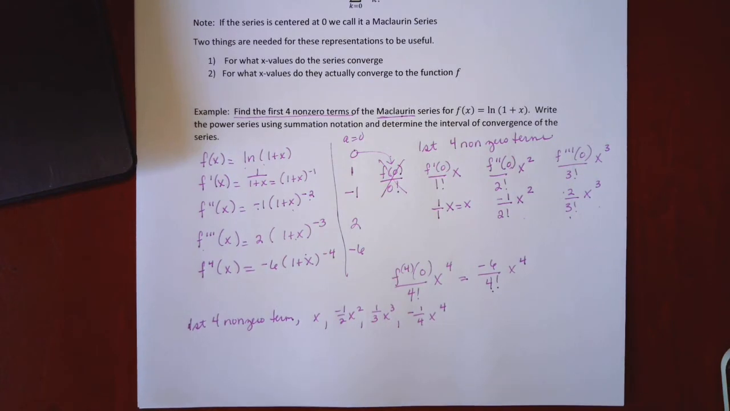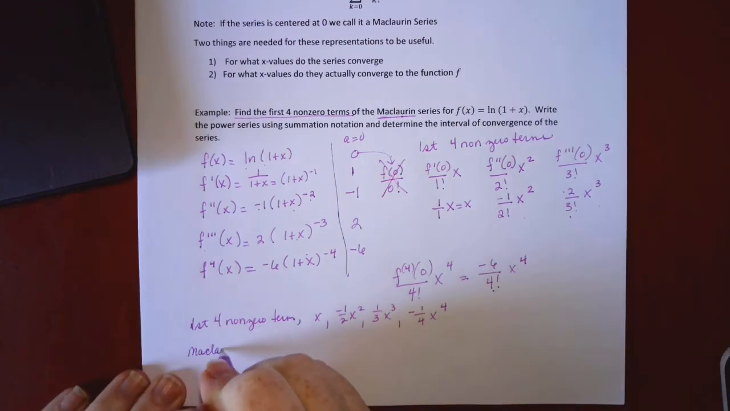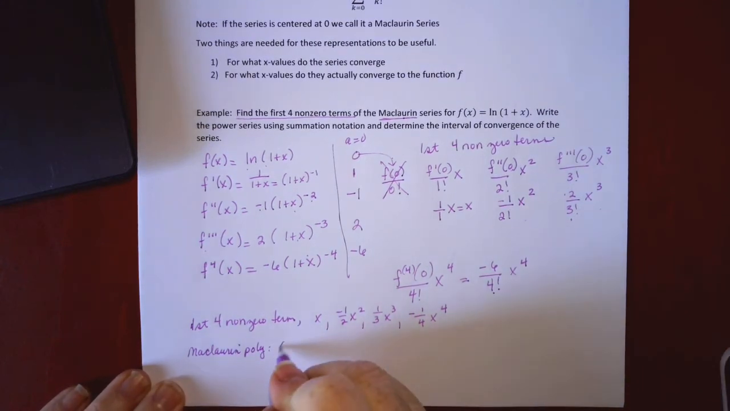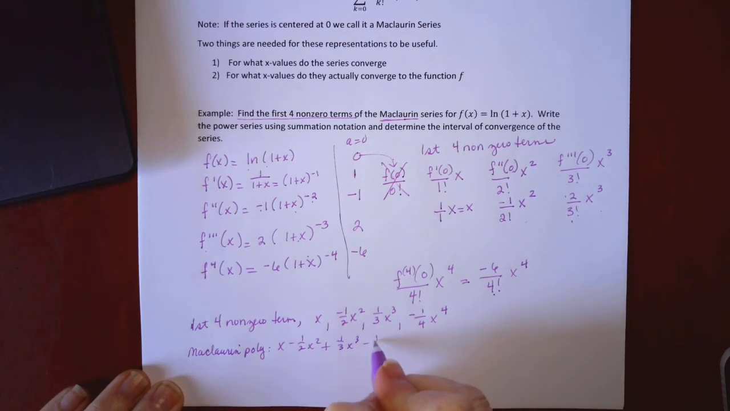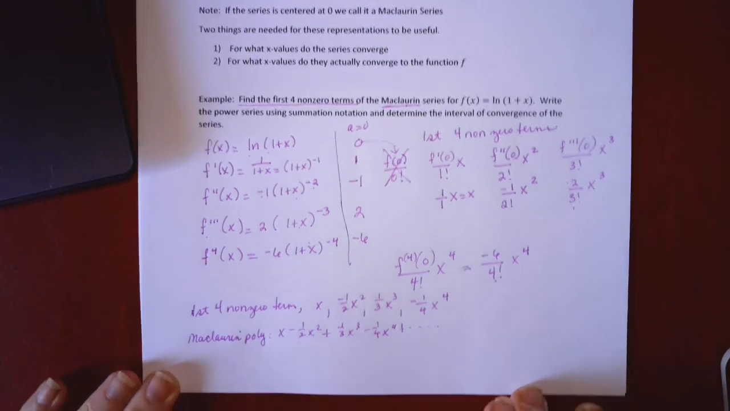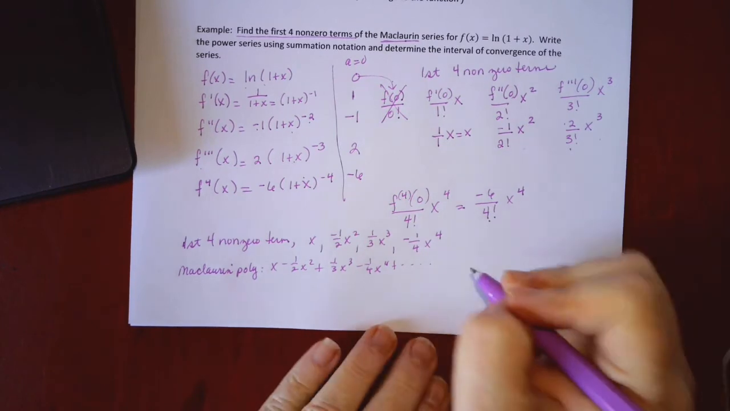All right, so then we also want to write the power series using summation notation. So if we looked at our Taylor polynomial, or in this case Maclaurin polynomial, we would have had x minus 1/2 x squared plus 1/3 x cubed minus 1/4 x to the fourth, and so on and so forth. What we want to do is rewrite that in summation notation.